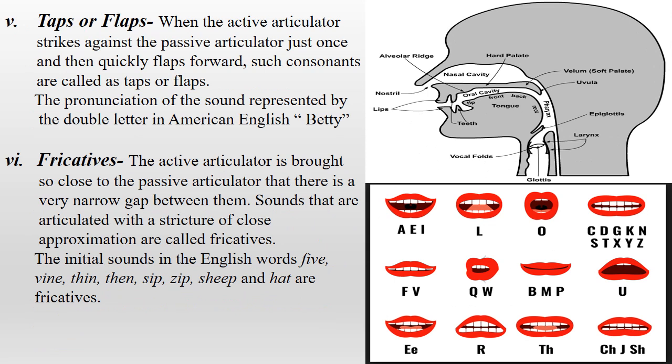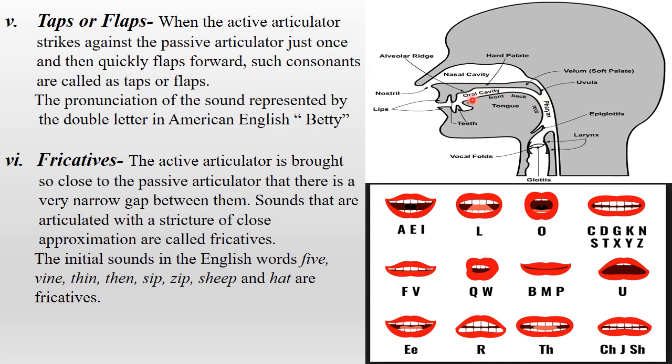Next is taps or flaps. When the active articulator strikes against the passive articulators just once and then quickly flaps forward, such consonants are called taps or flaps. The pronunciation of the sound represented by the double letter in American English Betty is an example of tap or a flap.